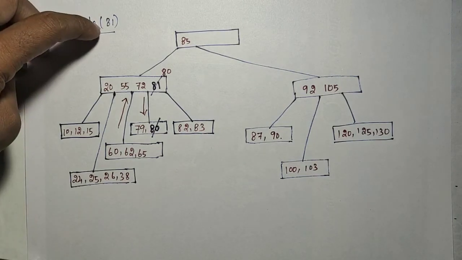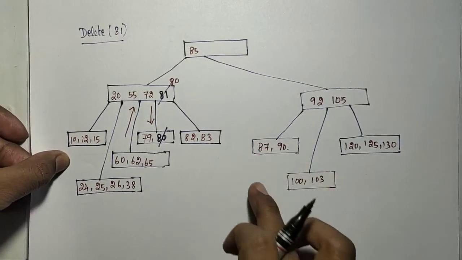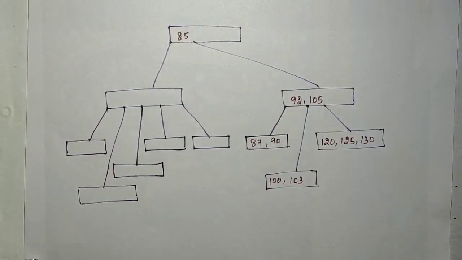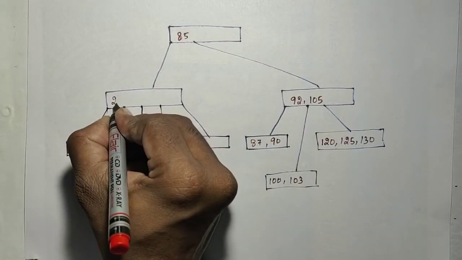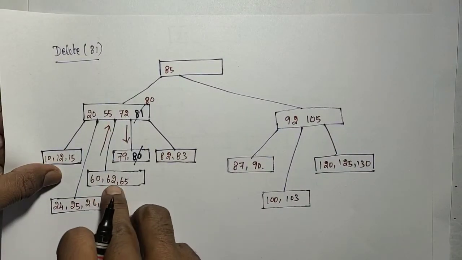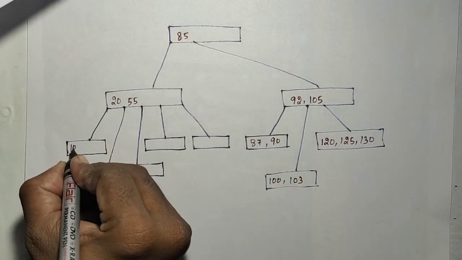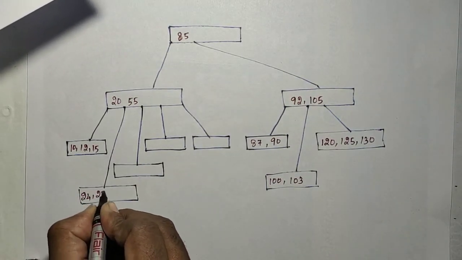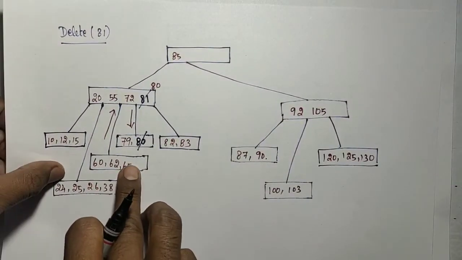So the content after deleting 81: no change in this part, so it will be repeated as it is. 85 and left. But here 20 and 55, no change. Here 60 and 62 will be written as it is, that is 10, 12 and 15, and here 24, 25, 26 and 38. But here 60, 62, 65 is moved.